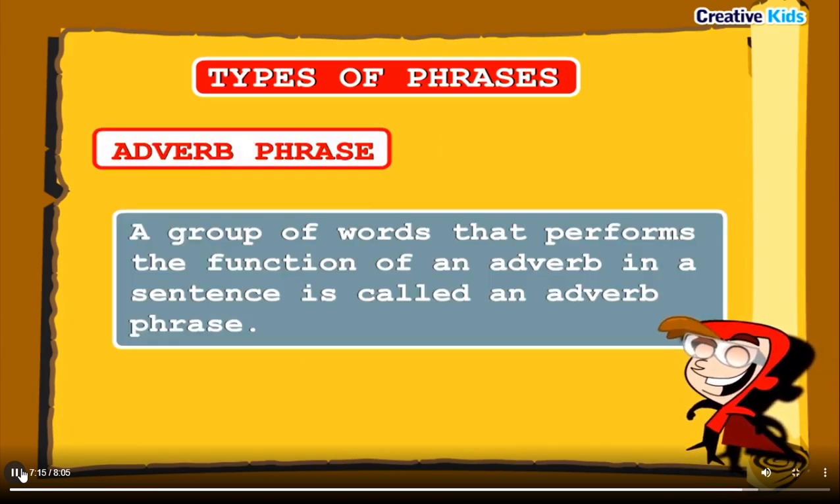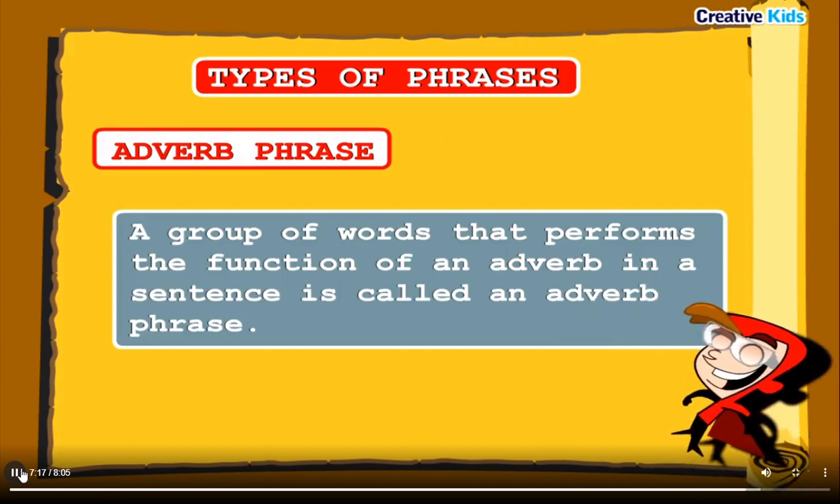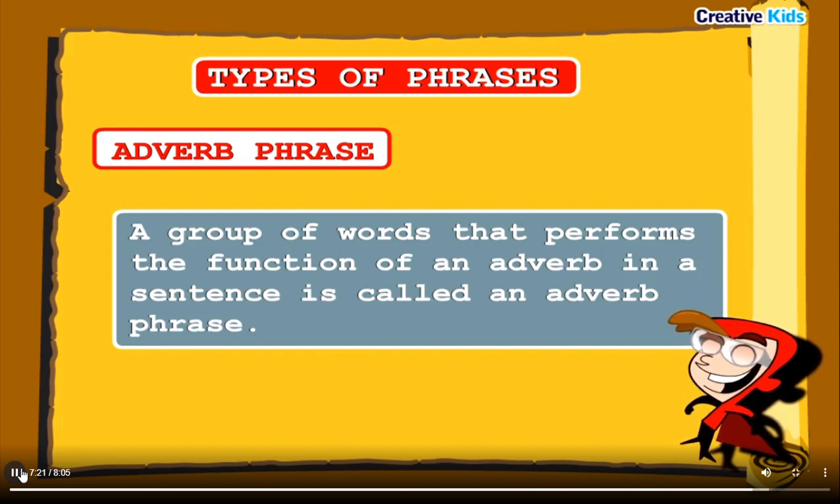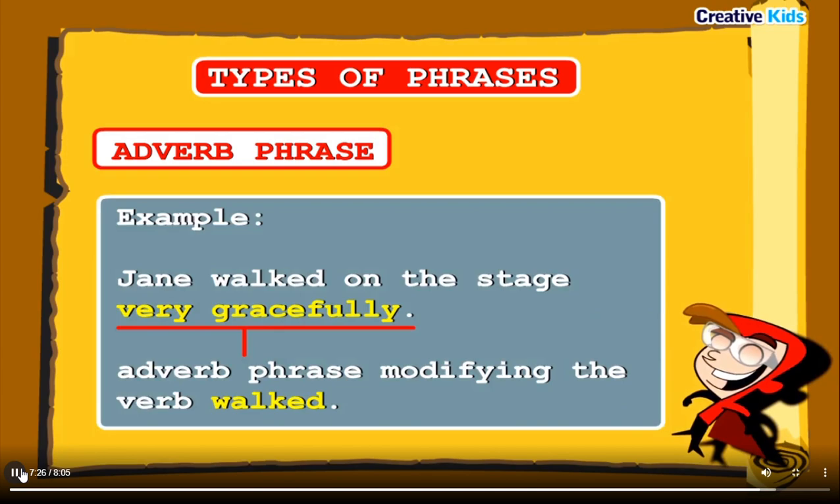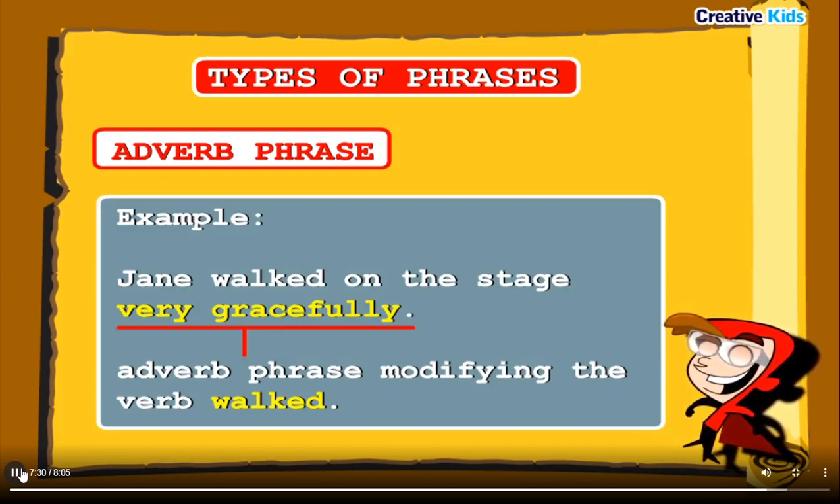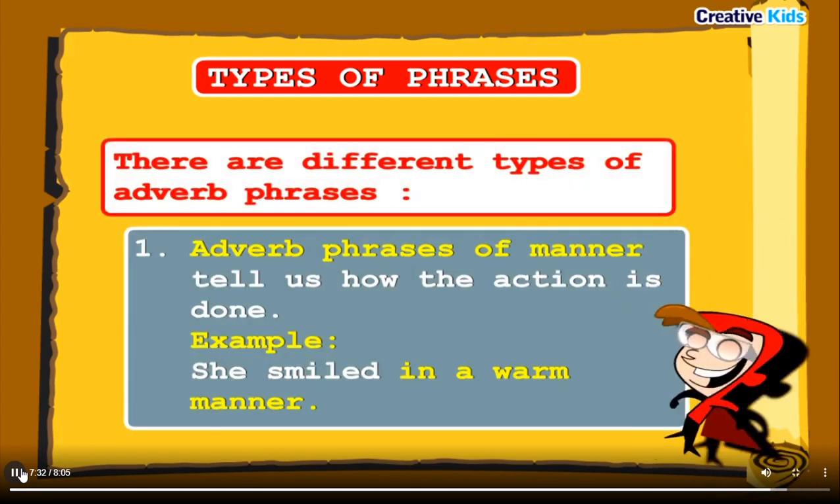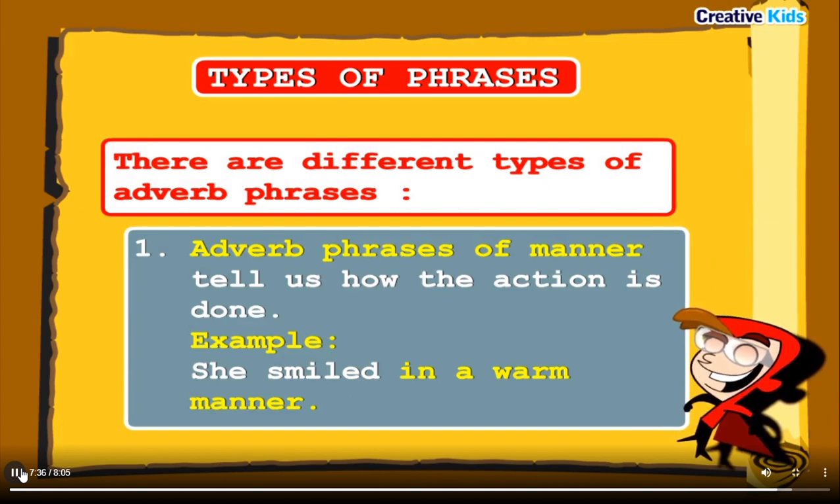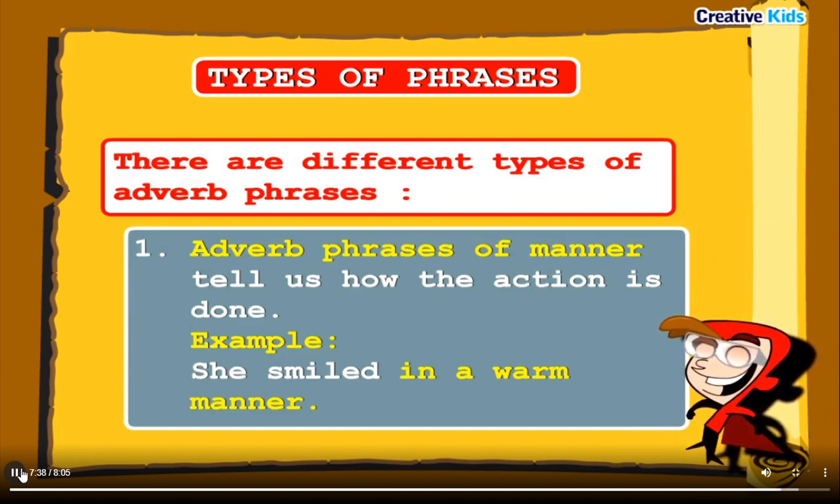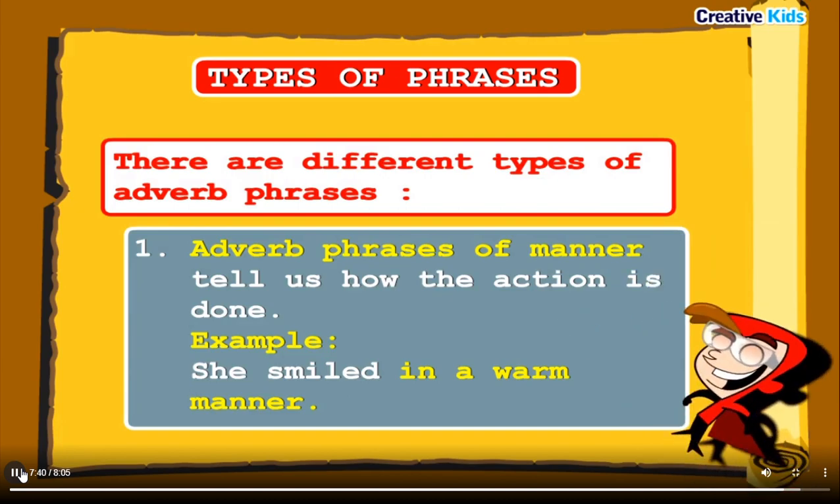Adverb phrase. A group of words that performs the function of an adverb in a sentence is called an adverb phrase. Example: Jane walked on the stage very gracefully. Adverb phrase modifying the verb walked. There are different types of adverb phrases. Adverb phrases of manner tell us how the action is done. Example: She smiled in a warm manner.